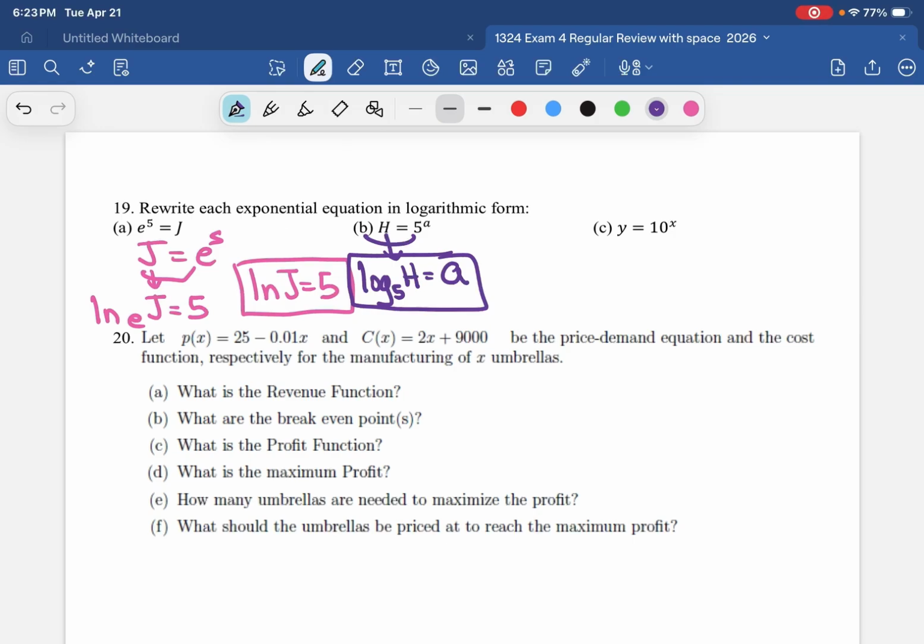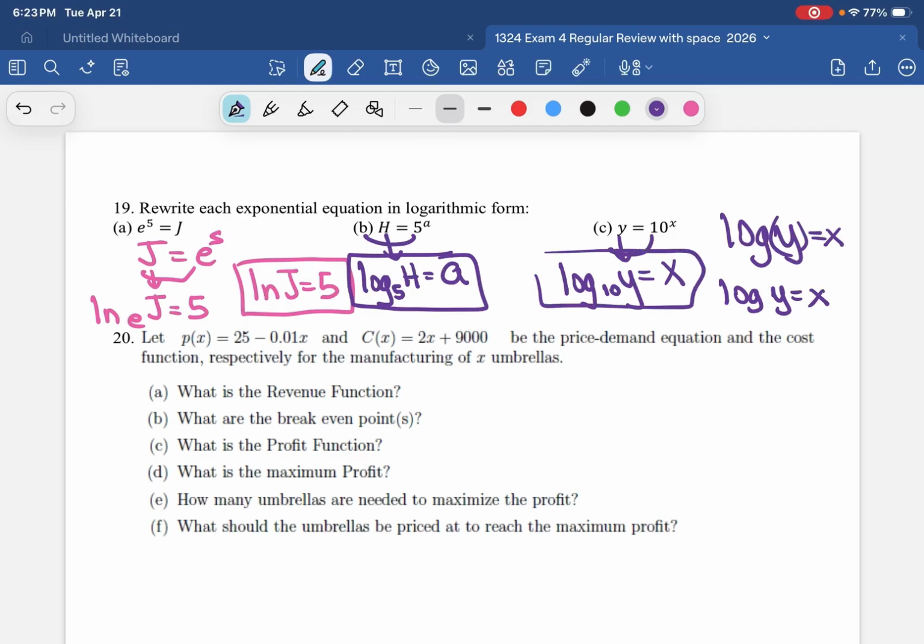And then in part C, the boss is the one that's by itself. So Y is the boss. 10 is getting demoted. And X gets the job back. Because it's not a base of E, it's 10, we're going to do LOG. And since common log already has just a base of 10, we could just write log of Y equals X. So you don't have to write the base 10 on this one. You can, you don't have to.